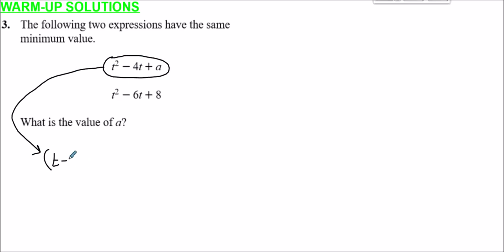If I take this first one here and manipulate this into vertex form, which is what I sometimes call the completed square form, we can rewrite this as t minus half this coefficient here. Half of minus 4 is minus 2. Square all of that. Subtract away the minus 2 all squared, which is minus 4. Then finally this plus a. And so this one will have a minimum when t is 2. And when t is 2, this bracket is equal to 0. So we just have minus 4 plus a.